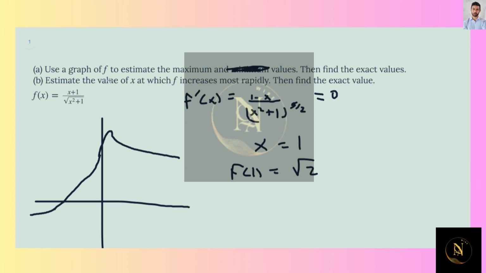Then we're being asked to estimate the value of x at which f increases most rapidly. So this is a little bit different question. You're asking for basically where the slope is the steepest. And the steepest slope occurs generally around the inflection point, because that's when the concavity is changing, and a change in concavity usually has a steep slope occurring with it on the function.